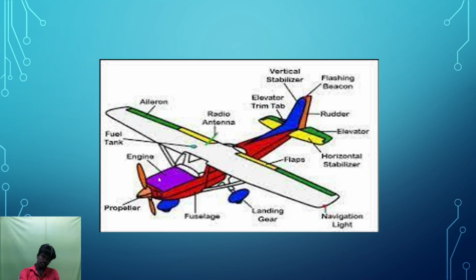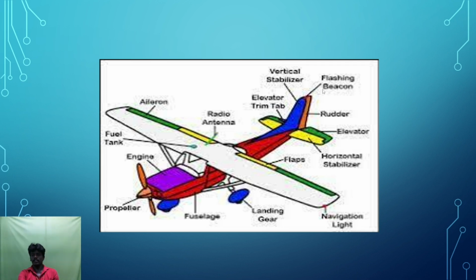This is the engine, this is the propeller, the red color defines the fuselage, this is the landing gear, this is the tricycle landing gear. The fuel tank is placed inside the wings. This is the aileron, and the yellow color represents the flaps.